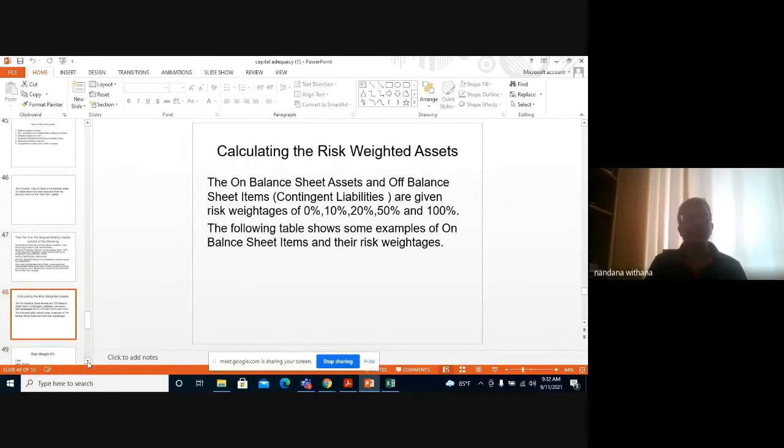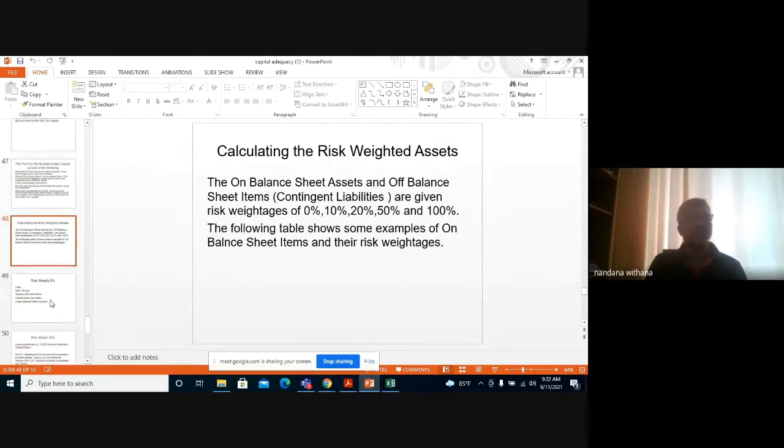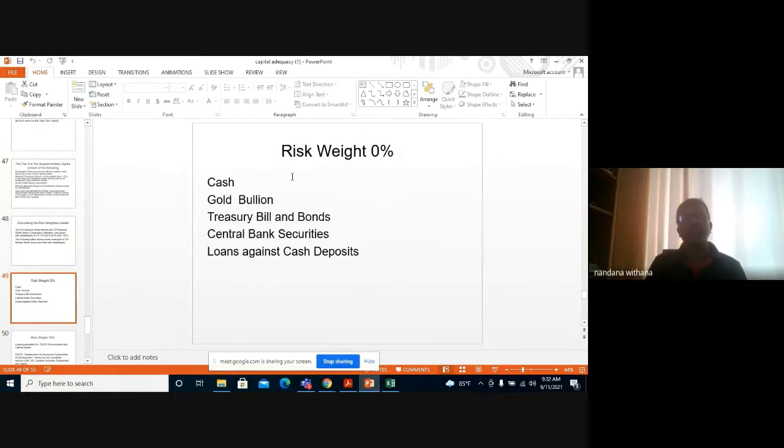0%. Now we are looking at the assets. At the very beginning, I talked about 5 million ABC asset classes. Now we can assign different weights for these classes. There is no risk when you keep your asset in cash, gold, treasury bills and bonds, central bank securities, loans against cash deposits. These assets are zero risk, zero weighted.